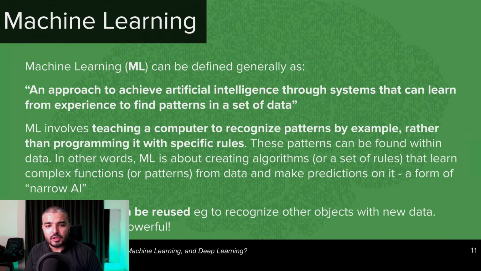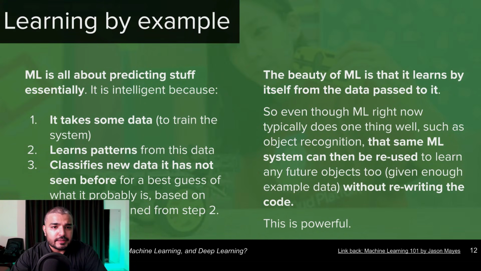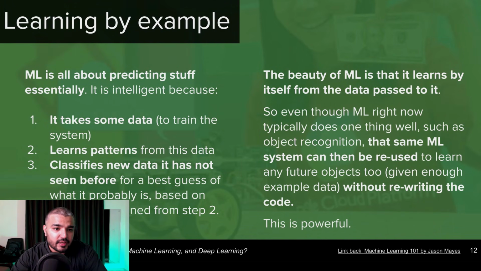So ML involves techniques for teaching a computer to recognize patterns. In our case, obviously, we'll be training models and we'll be building upon those models. So helping models to recognize those patterns and to move ahead with actually implementing the actual use case is the core here. So moving along, learning by example, ML is all about predicting stuff essentially.